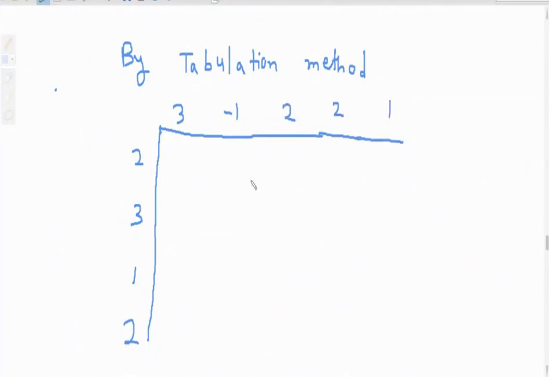Okay. Then we know that in the convolution formula we have to do multiplication and then addition. So first we will multiply. We will complete this table by doing multiplication. So 2 into 3, 6. 2 into minus 1, minus 2. 2 into 2, 4. 2 into 1, 2. Then 3 into 3, 9. 3 into minus 1, minus 3. 3 into 2, 6. 3 into 1, 3. 1 into 3, 3. 1 into minus 1, minus 1. 1 into 2, 2. And 1 into 1, 1.